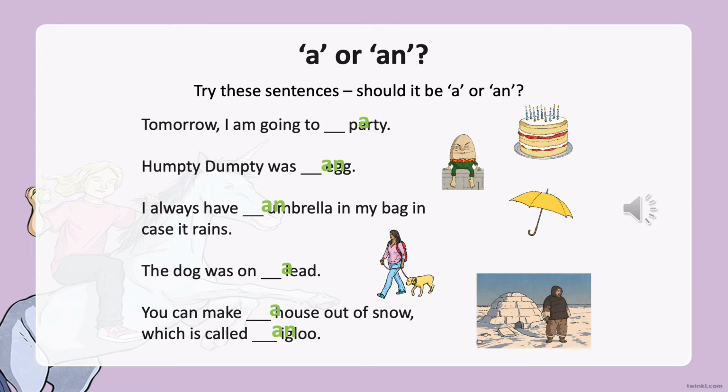Let's have a practice now. Try these sentences. Should it be a or an? Tomorrow I am going to something party. Humpty Dumpty was something egg. I always have something umbrella in my bag in case it rains. The dog was on something lead. You can make something house out of snow, which is called something igloo.